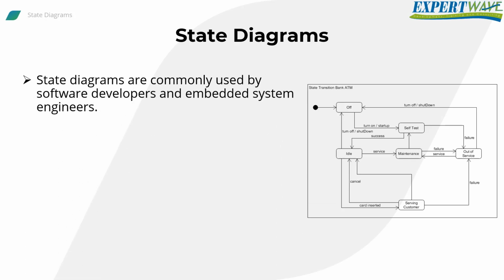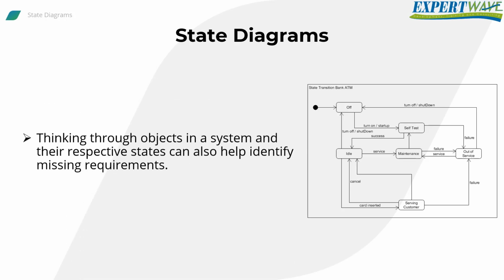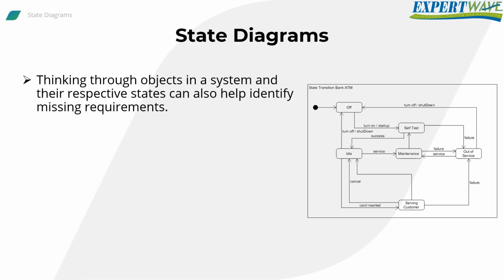State diagrams are commonly used by software developers and embedded system engineers to visualize the entire life cycle of objects to get a better and clearer understanding of the big picture. For business applications, state diagrams can also reveal the states of business data objects and show the events that cause the objects to enter certain states. Thinking through objects in a system and their respective states can also help identify missing requirements.